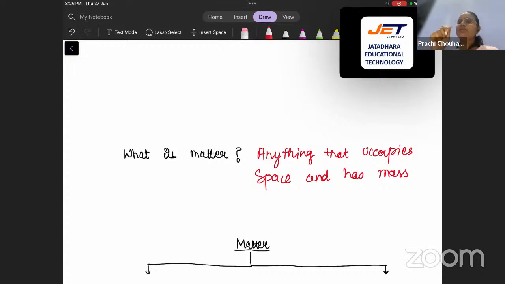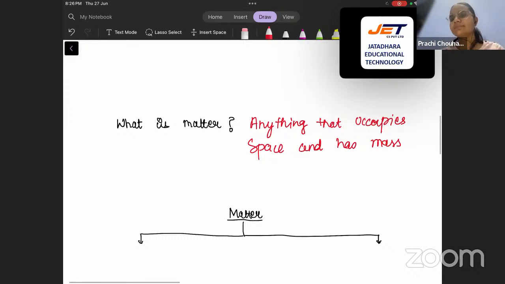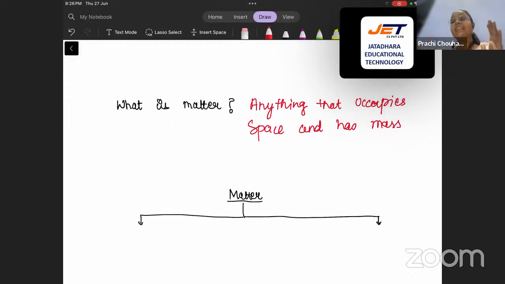The pencil I am using, right? The chair you might be sitting on, the clothes we are wearing, the specs I am wearing. These are all matter around us. Almost all the things we can consider as matter, so we can give so many examples. Just quickly give some examples of matter. Anything which occupies space and has mass.